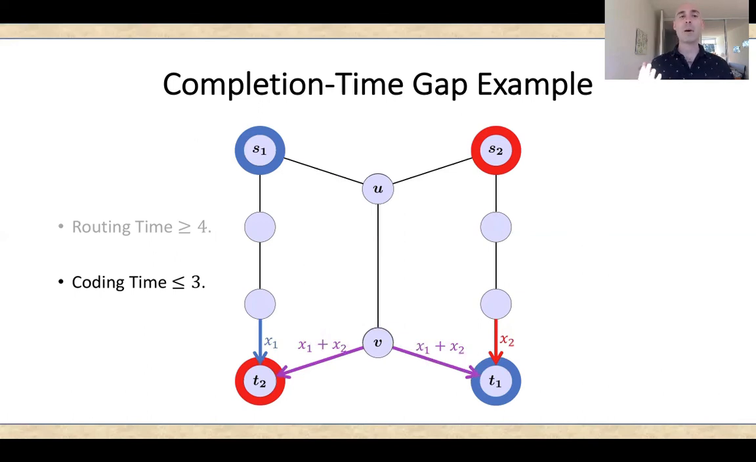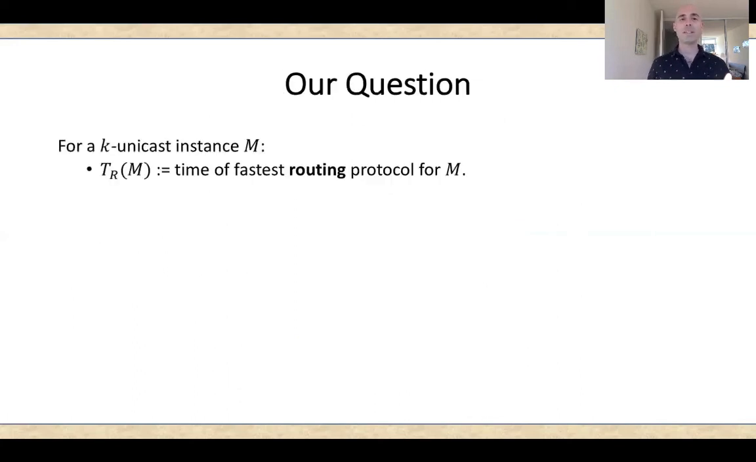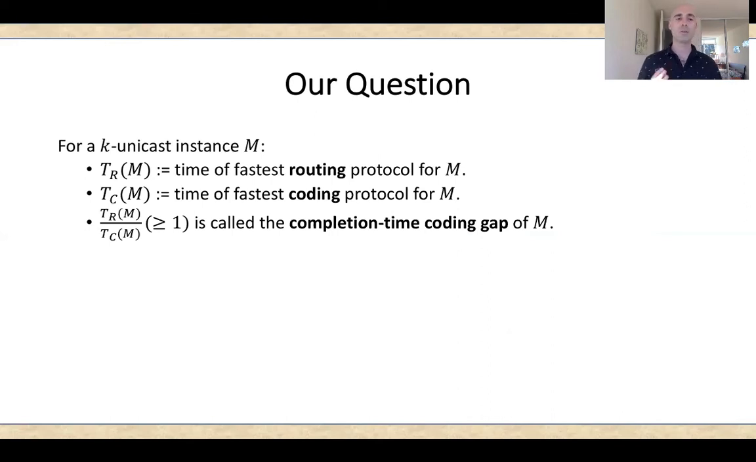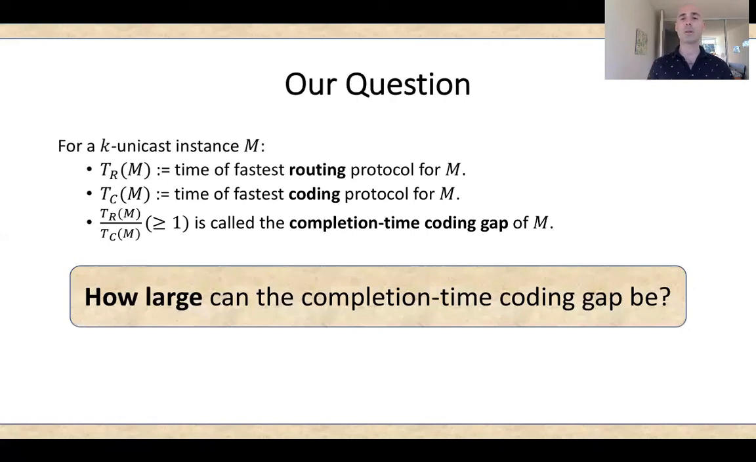And this begs the question, how much faster can coding be than routing? A little more formally, for any k unicast instance M, we're going to denote by TR of M the time of the fastest routing protocol for M. Similarly, we'll denote by TC of M the time of the fastest coding protocol for M. And finally, we'll refer to the ratio of these two, which is, of course, greater than or equal to 1, as the completion time coding gap of M. So this is how much faster coding is than routing on this instance. Our question here will be, how large can the completion time coding gap be? We know it's strictly greater than 1. There are some gains to be obtained by coding. How big can these gains be?